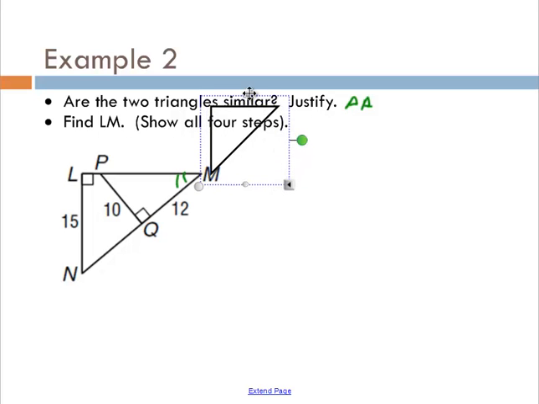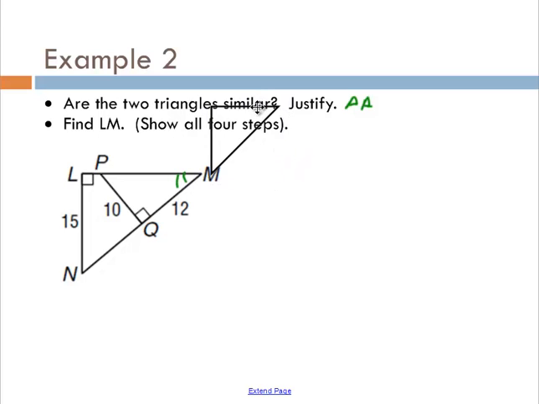Okay, so now let's move this down. It's not on top of the words. I'm taking this triangle here, PQM, and I'm flipping it. M is still over here, so they match. My right angle is now where my right angle is, and P is down here. So PQ is 10, QM is 12.